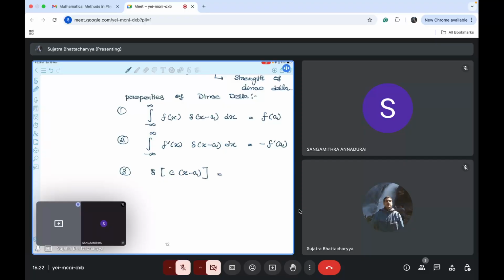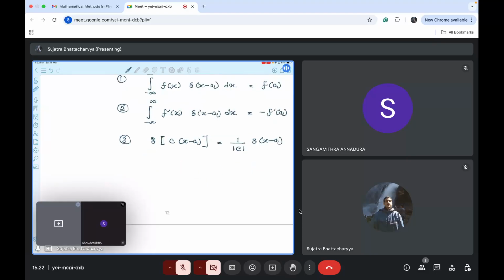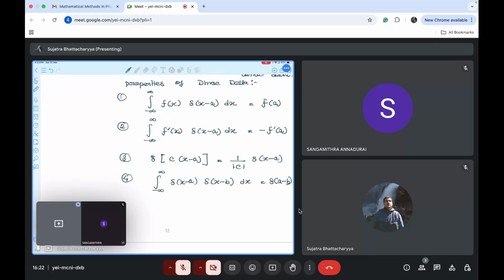See, delta of c times (x minus a) is 1 upon mod c, delta (x minus a). Okay, these are not important. These are not required for you. So the integral from minus infinity to infinity of delta(x minus a) and delta(x minus b) dx is equal to delta(a minus b). And that's all. These are the four properties. This is the most important. This is fine, you don't require this actually.